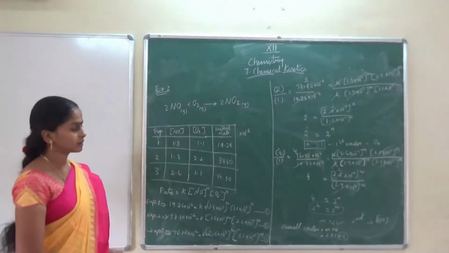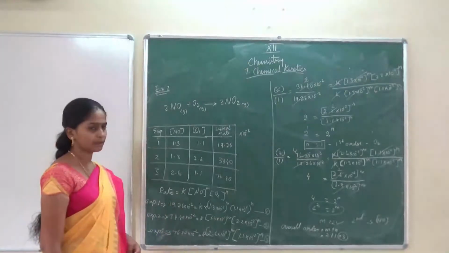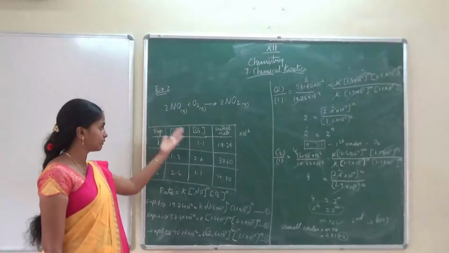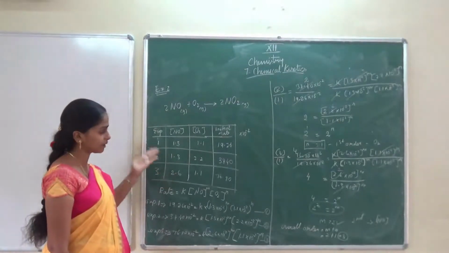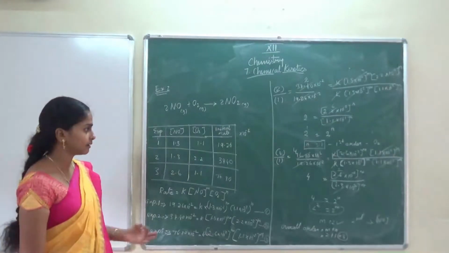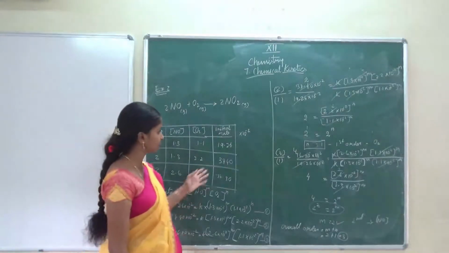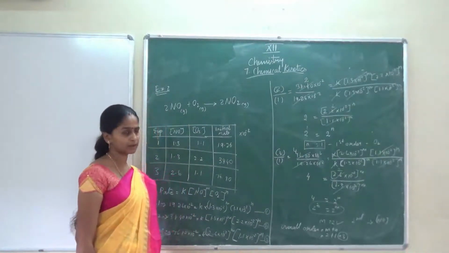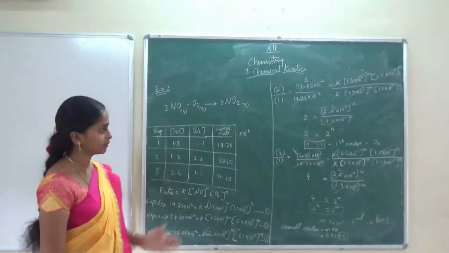Okay, that's all. So like this you may expect in a 5 mark question. They will give you one equation, they will give you the values, and they may ask you to find the order of the reaction. In 3 marks they will ask, with respect to oxygen, what is the order of the reaction. Like that we can expect. So work it out, see, and copy it.